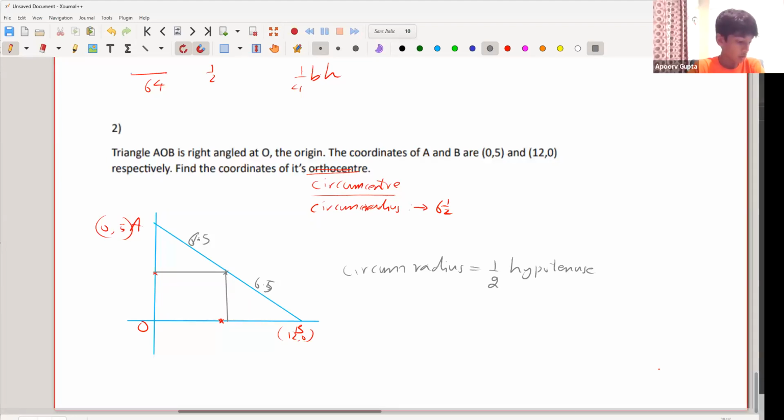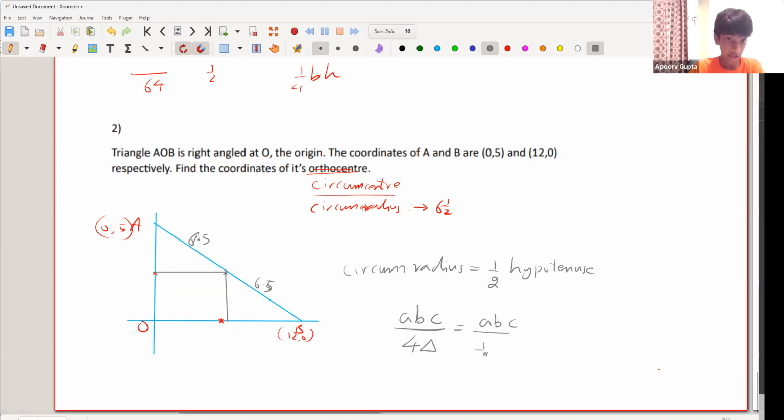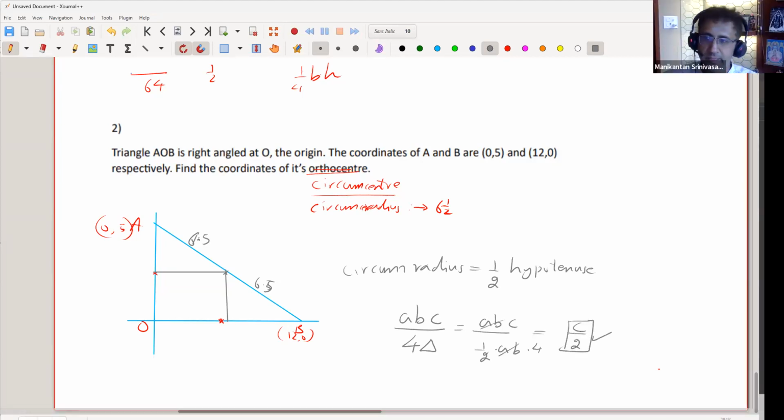So the formula for the radius of the circumcircle is abc, where a, b, c are the 3 sides, so a into b into c upon 4 times the area of the triangle. Exactly. So you can write that as a into b into c over half into a into b in a right angle triangle. Then in the denominator you get 2ab, and when you cut it, you get c by 2, where c is the hypotenuse. Perfect. Yes, makes sense, right? So abc by 4 delta gives that.